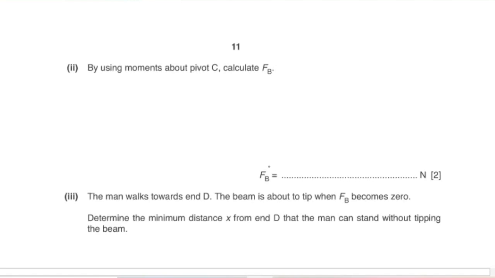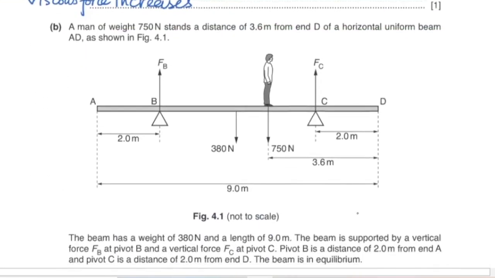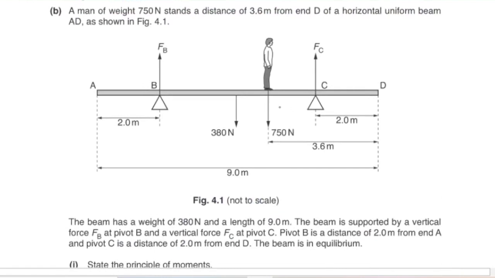Part 2, by using moments about pivot C, calculate force at B. So point C is that point about which total clockwise and anti-clockwise moments are going to be equal. About pivot C, there are 3 forces acting: the weight of this human being, the weight of the beam, and the force at B.